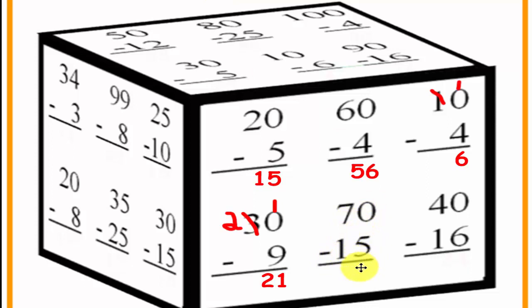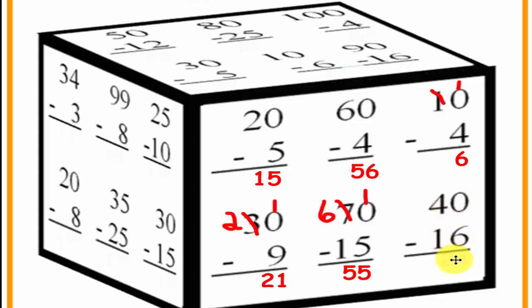70 minus 15. And the answer is 55. How'd this come about? Well, 5 you can't take from 0. You already know that. So what we have to do is take a 10. That makes this a 6. And this is now a 10. 5 from 10 is 5. What is 1 from 6? 5. So our answer is 55. Hopefully that one made sense.